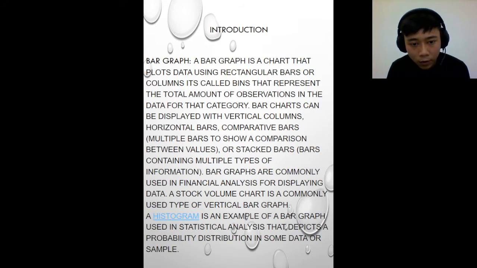Bar graphs are commonly used in financial analysis for displaying data. A stock volume chart is a commonly used type of vertical bar graph. A histogram is an example of a bar graph used in statistical analysis that depicts a probability distribution in some data or sample.